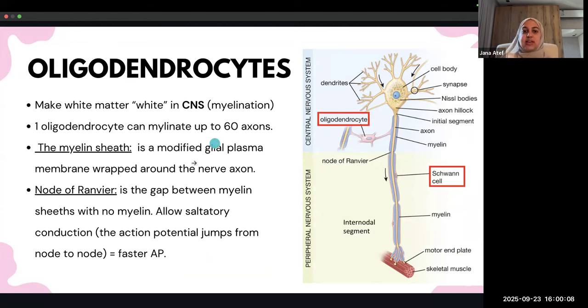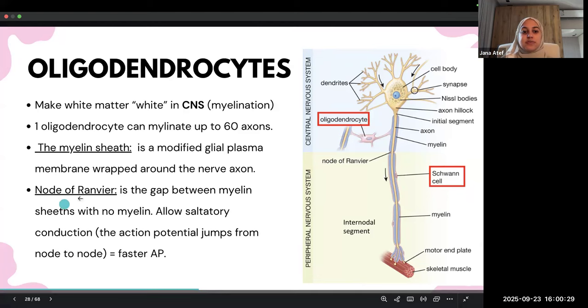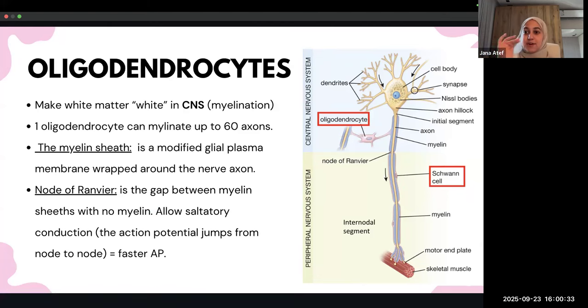Now, again, the myelin sheath is a modified glial plasma membrane wrapped around the nerve axon. It's just a fancier way of saying everything I said. You have an axon covered by the glial plasma membrane. What is a glial cell? It could be either an oligodendrocyte or a Schwann cell, depending on where you are. Schwann cells are found in the periphery, oligodendrocytes in the central nervous system. Now, the node of Ranvier. Someone asked a question about that before, and you were comparing it to the muscles, but now this is the actual node of Ranvier.